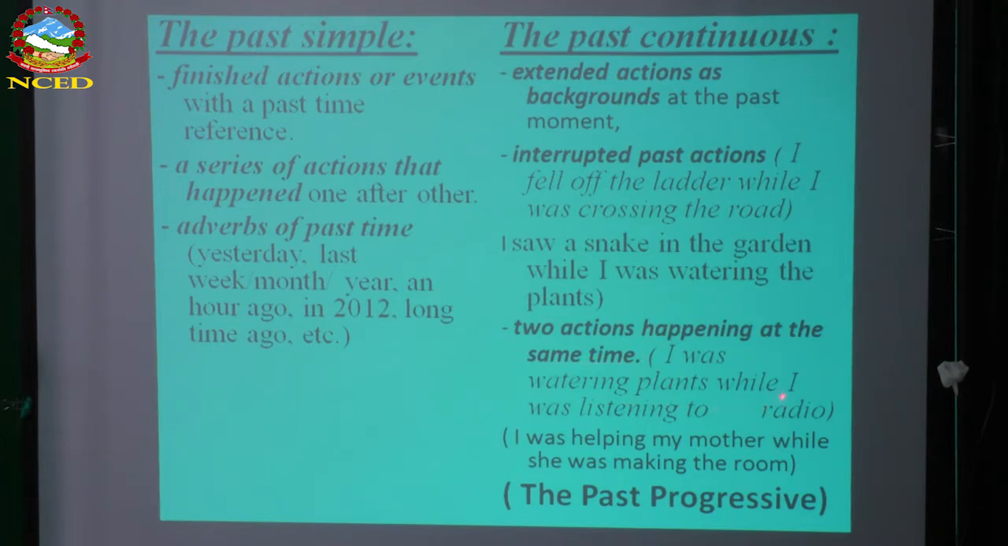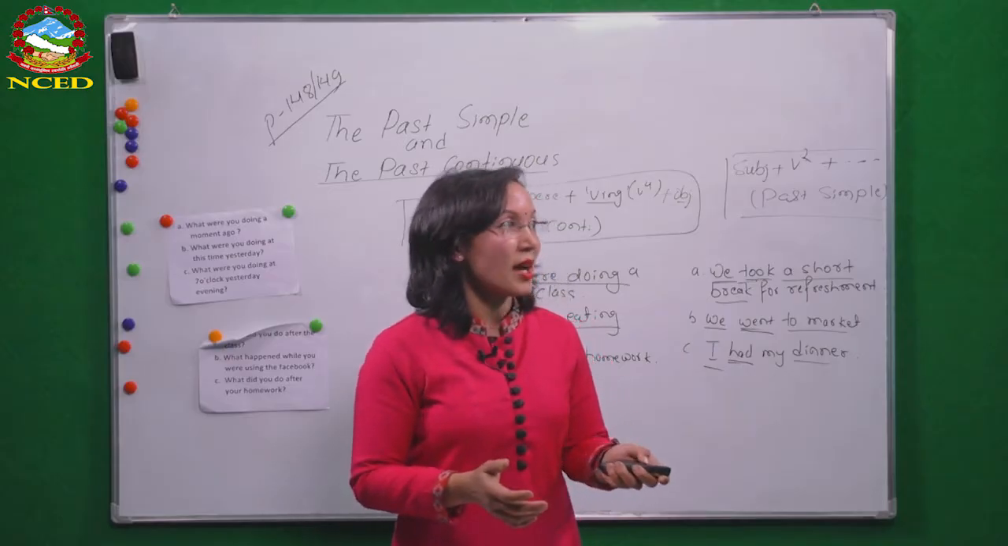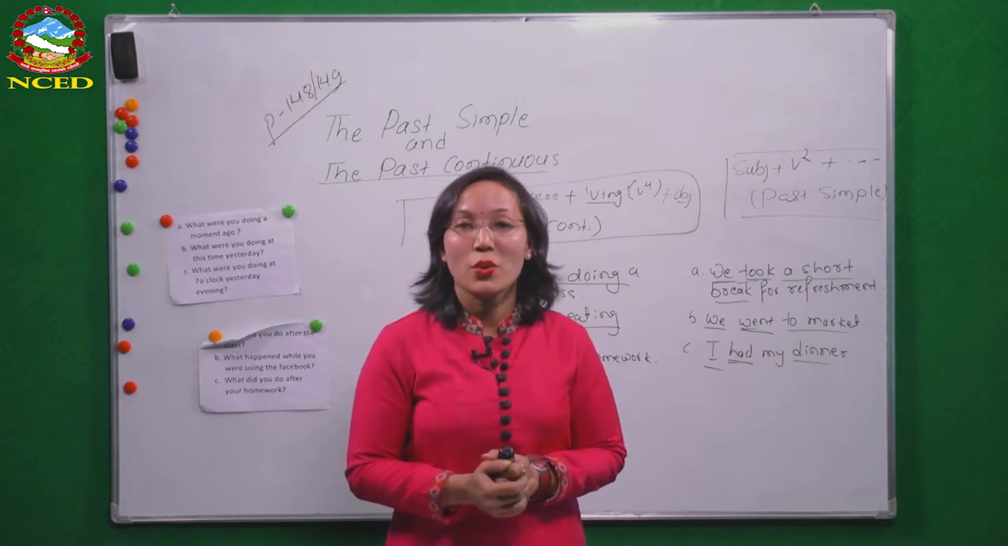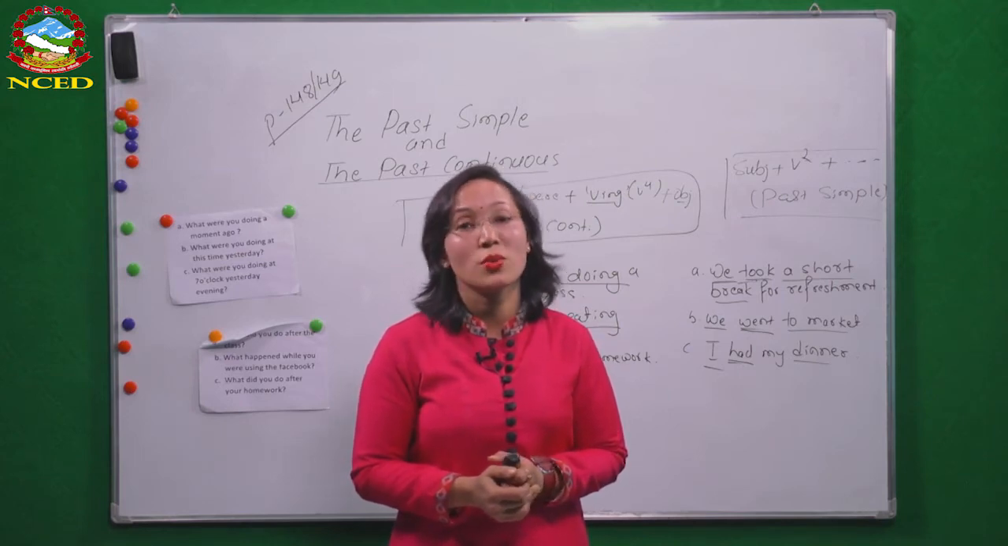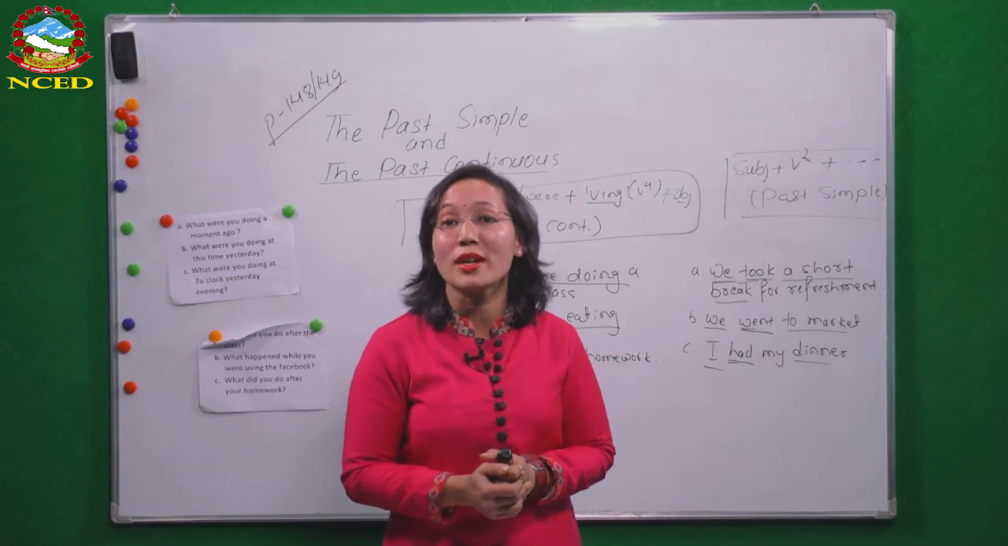Two actions can happen at the same time. I was watering the plants while I was listening to the radio. I was helping my mother while I was making the room. Past continuous is also called past progressive. Please don't forget it. Past actions which happen at the same time, for them we also use past continuous tense. Okay, students, now I hope you got the concept of how to use past continuous tense, its structures and when it is used.